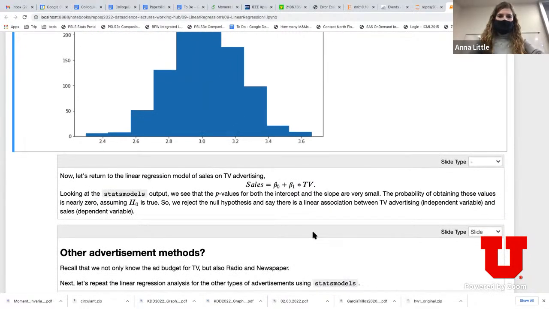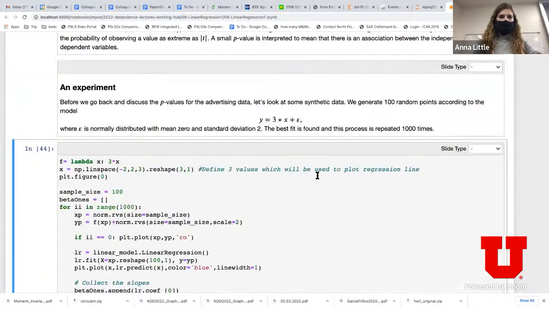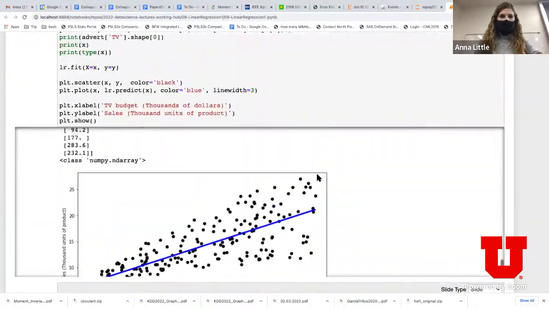Okay. So now let's go back to the linear regression model of sales on TV advertising that we did above, and let's find the p-values. Okay, so this was up here somewhere.